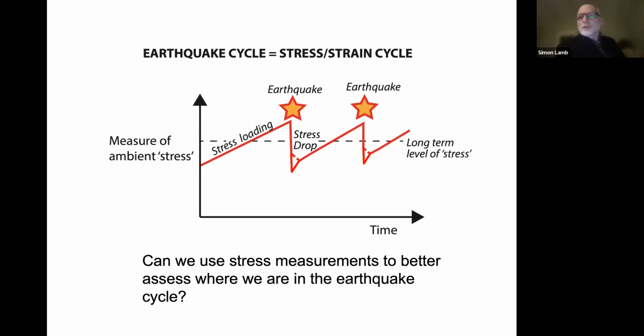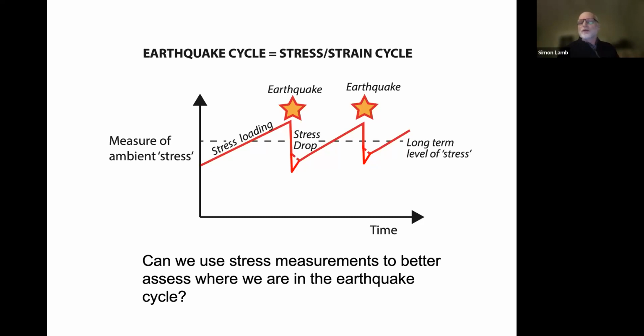So one thing that interested me, I was thinking about this a few years ago, was can you use stress measurements? If you could find some way of measuring the stress in a plate boundary zone, would that be a way of working out where you are in the earthquake cycle? And potentially, would that be a way of forecasting earthquakes? You know, if you were early in the cycle or late in the cycle. So if you could image a plate boundary in terms of the level of stress in it, then that might be another approach to forecasting earthquakes.